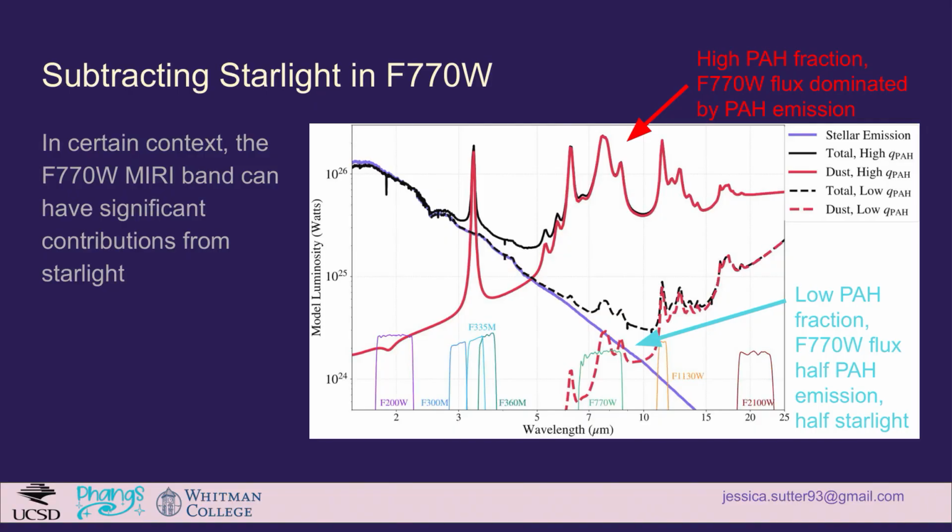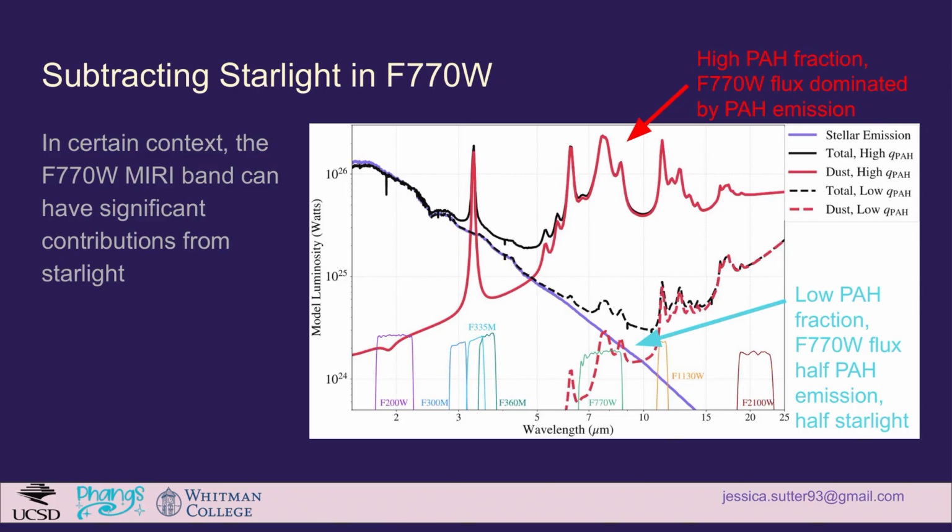So what this figure is showing here is a couple typical models for galaxy emission made using the SEAGAL program. In both of these, the black lines are the total emission we would observe, where the red lines are emission from dust. Both of these models use the same starlight emission model, so we see that purple line here is the unattenuated starlight, and it's the same for both models. With these two models, the difference is that one of them has a high percentage of PAHs, or a high QPAH, a high PAH fraction. It's a solid line.